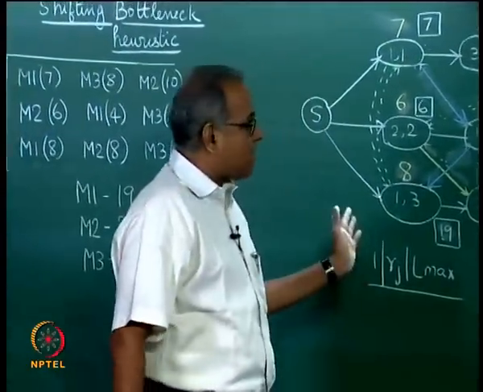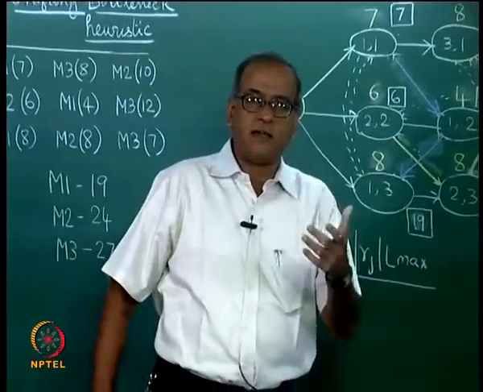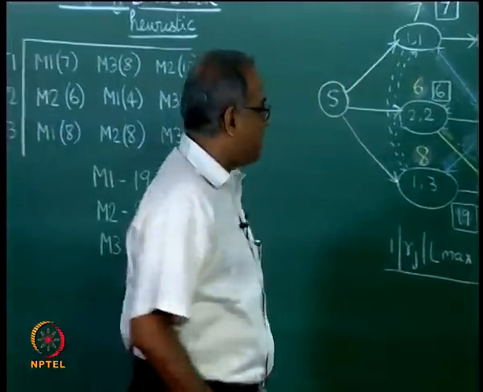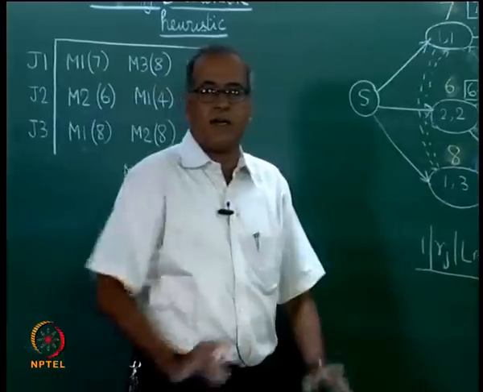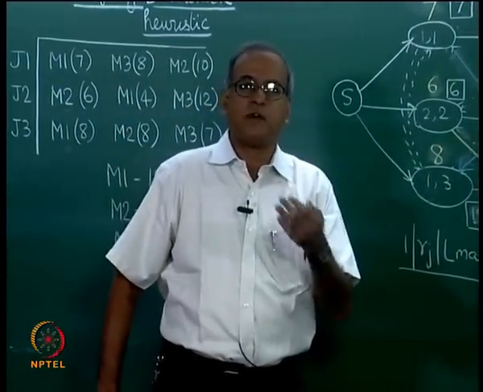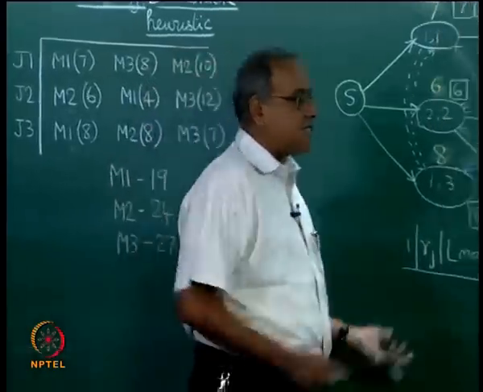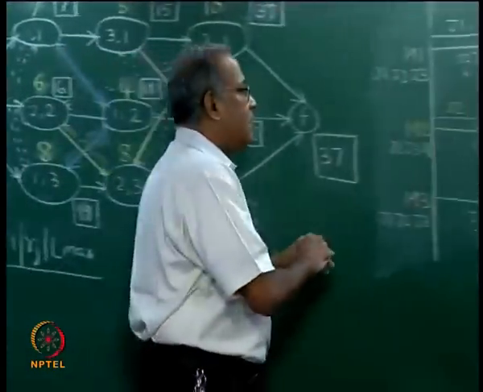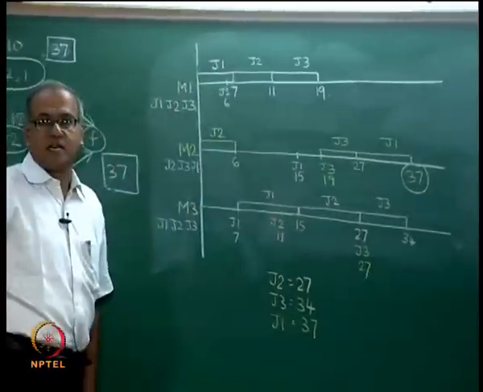So shifting bottleneck heuristic does not guarantee the optimal solution, but it provides an excellent alternative to a dispatching rule based approach to solve the problem, because any dispatching rule based solution would give us a certain Gantt chart.